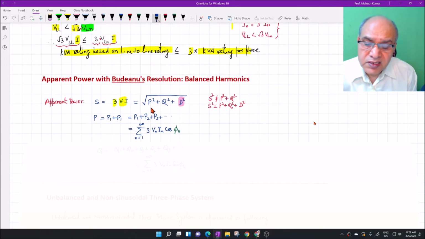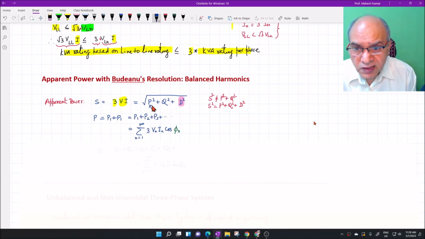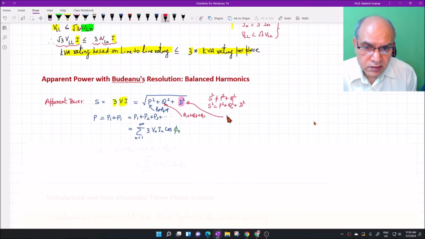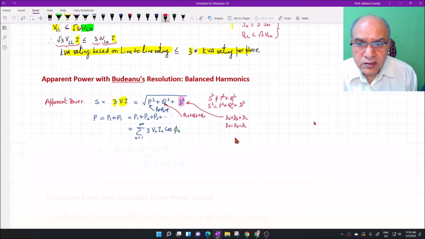If I say that P is the total real power, obviously it must be the sum of PA plus PB plus PC. And this Q must be the sum of QA plus QB plus QC. Similarly, D must be the sum of DA plus DB plus DC. But here they are the same because it is a balanced system. There are harmonics, but the system is balanced. So therefore, DA equals DB equals DC. Similarly, QA equals QB equals QC, and PA equals PB equals PC.